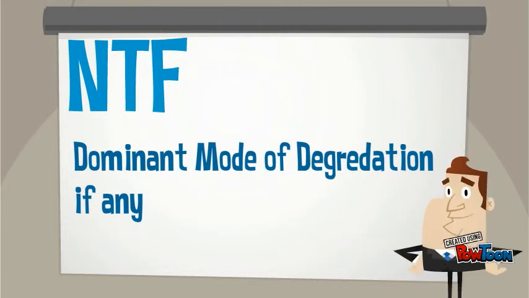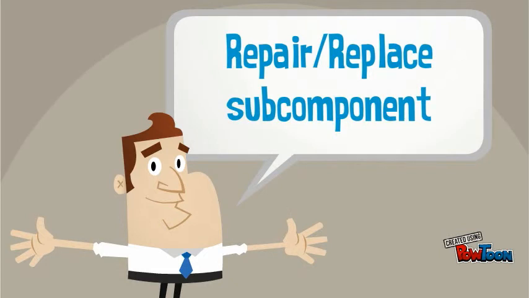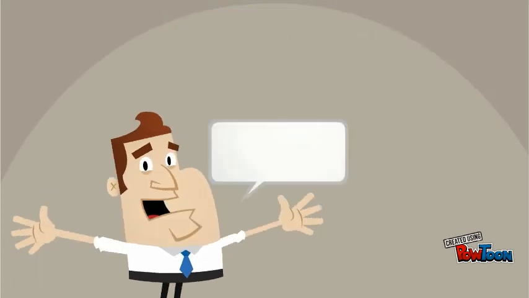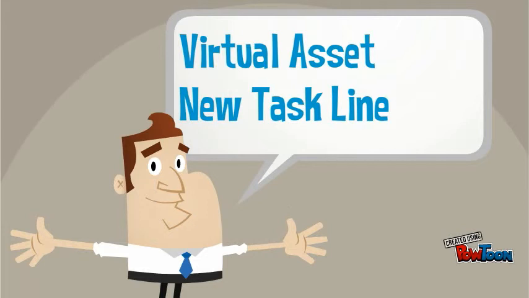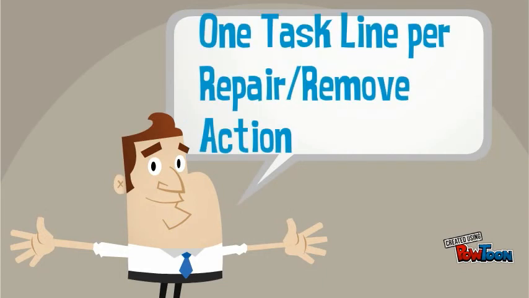Now, if during the repair of the unit, you needed to either repair or replace a subcomponent of the unit, particularly a repairable, aka virtual asset, you'll account for that action by creating a new task line in the Actuals tab of the work order. You'll need to create a task line for each repairable item that was addressed. Just as before, creating a task for subcomponent replacement/repair will be covered in a different section.